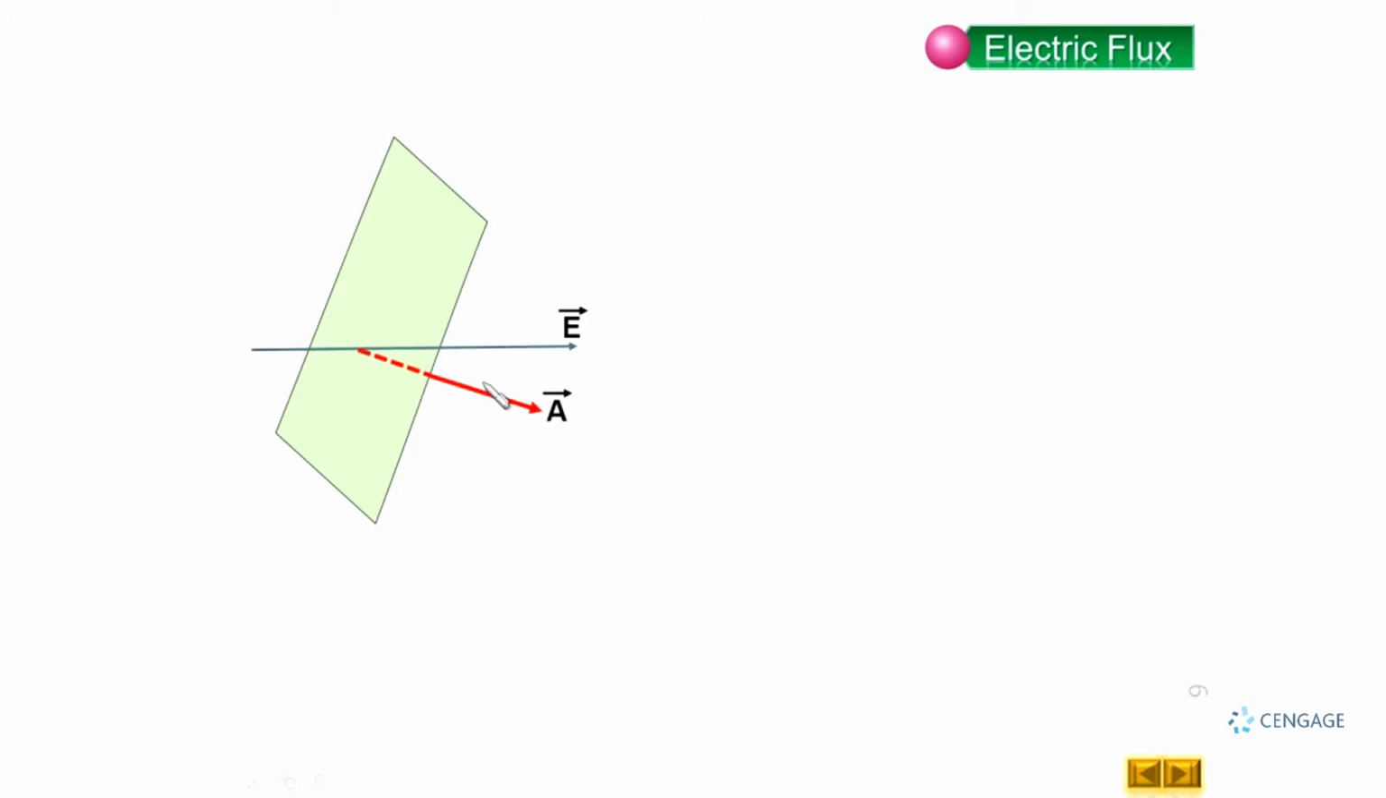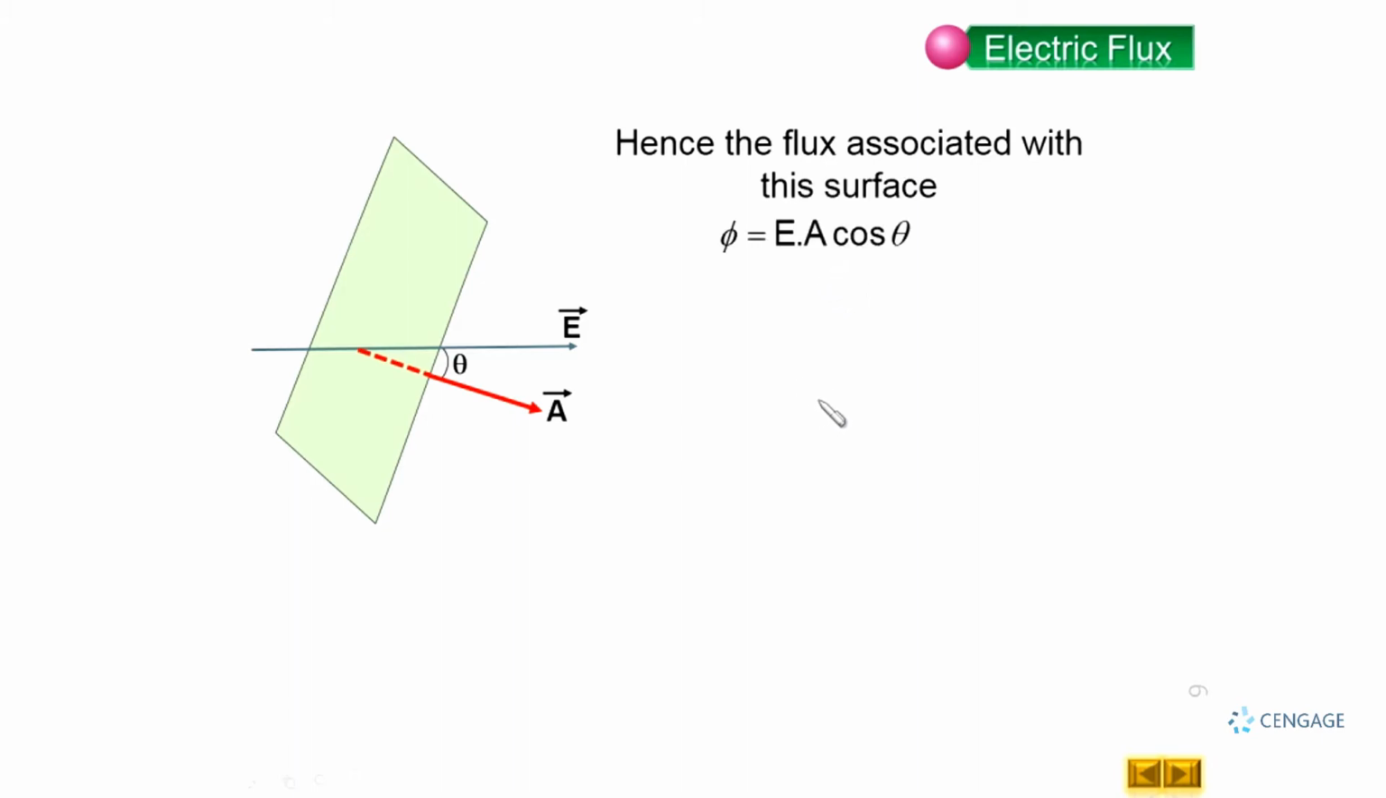This is the direction of electric field and this is the direction of area vector and this angle is theta. So here we can say the flux associated with this surface equal to EA cos theta, and we know E is a vector quantity, area vector is also a vector quantity, and here the angle between these two vectors is theta. So we can write the electric flux as the scalar product, that is the dot product of the electric field vector and area vector. So we can write the equation phi equal to E dot A.